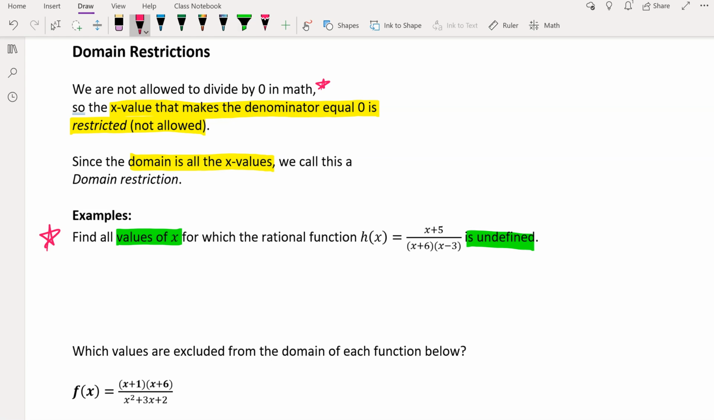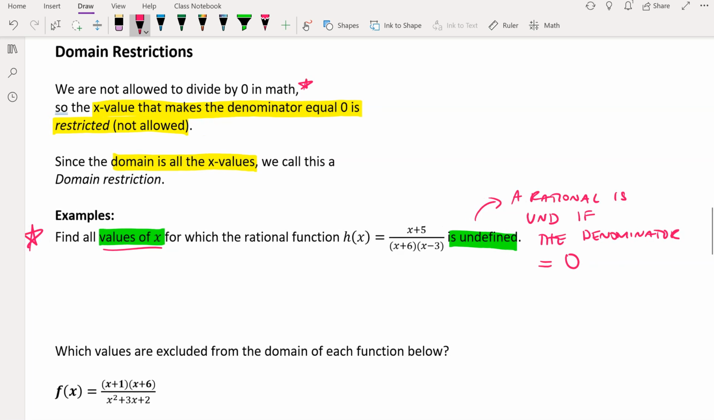All right, really quick, let's remind ourselves. A rational is UND, which would be a good abbreviation for undefined, if the denominator equals 0, because we're not allowed to divide by 0. Okay, so if that's true, what we're trying to find here is the values of x that make the denominator equal 0. So what values of x would cause this denominator to equal 0?